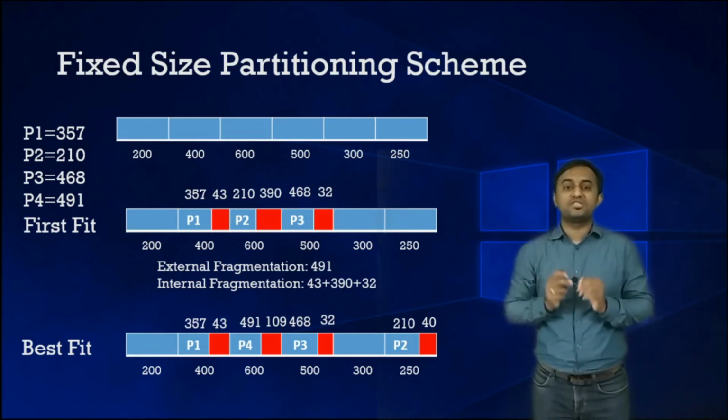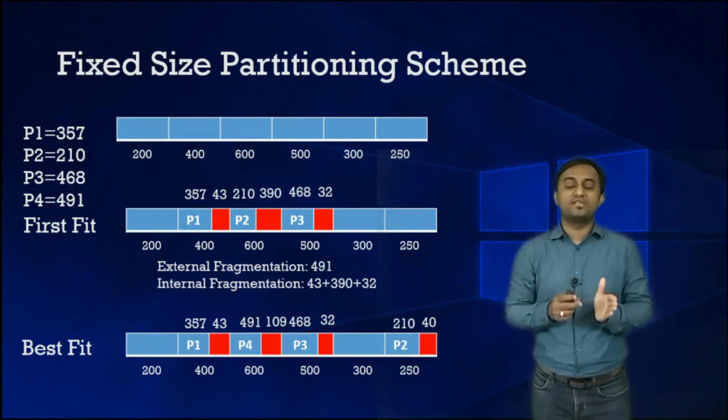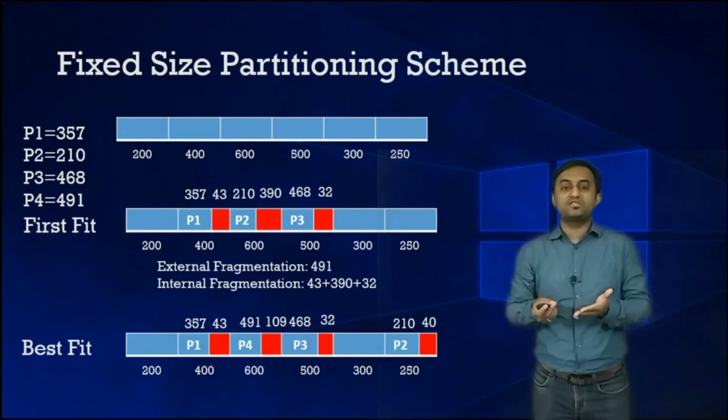P3 requires 468. So 468 can be accommodated in 500 or 600. We have no choice. So which one is smallest enough? 500. So 468 is given to the 500 block. And what is the remaining size? Remaining wasted size is 32. So 32 is wasted. Okay. Now the last one is 491. So 491 can be accommodated in the 600 block, the third block in memory. Yes. So 600 minus 491 is equal to 109. That space is wasted.